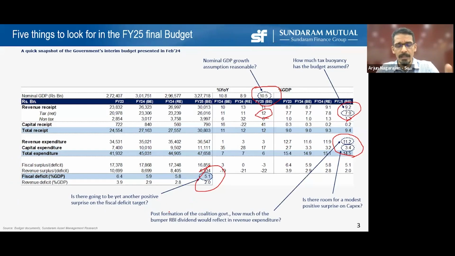So a quick recap on the budget part. 5 key pointers you need to really look out for in the budget. One is, what is your nominal GDP growth assumption in the budget? Second, what does your fiscal deficit number look like? Third, what is your tax revenue as a percentage of GDP? Is there tax buoyancy that the government is pricing in? Fourth, what is your revenue expenditure growth assumption like? What is revenue expenditure as a percentage of GDP? Is it actually moving down? Fifth, is your capital expenditure going up as a percentage of GDP? I think these are the 5 pointers.